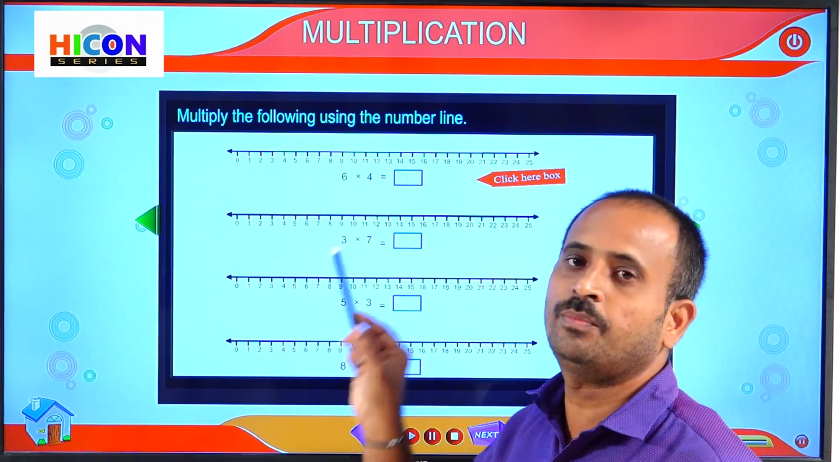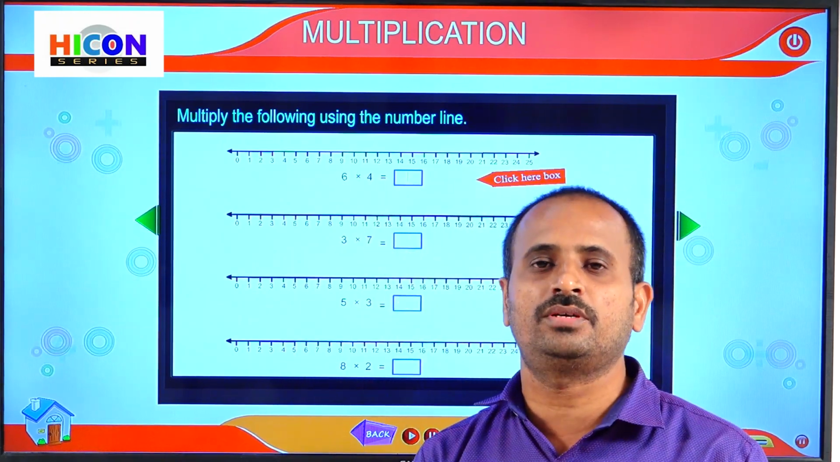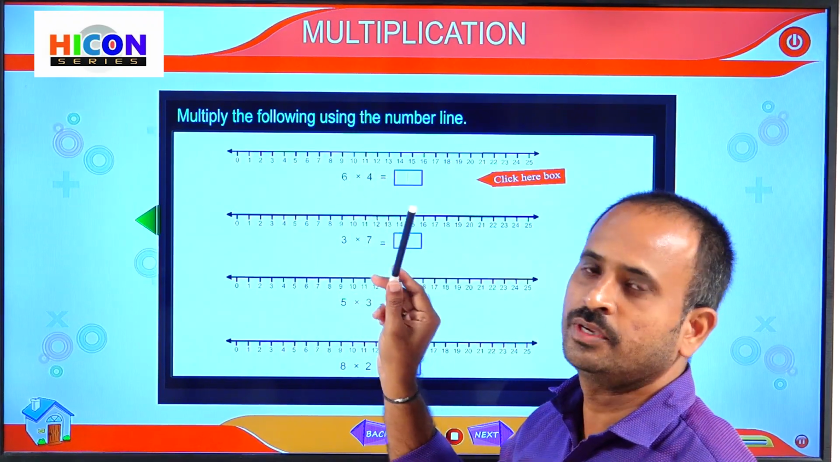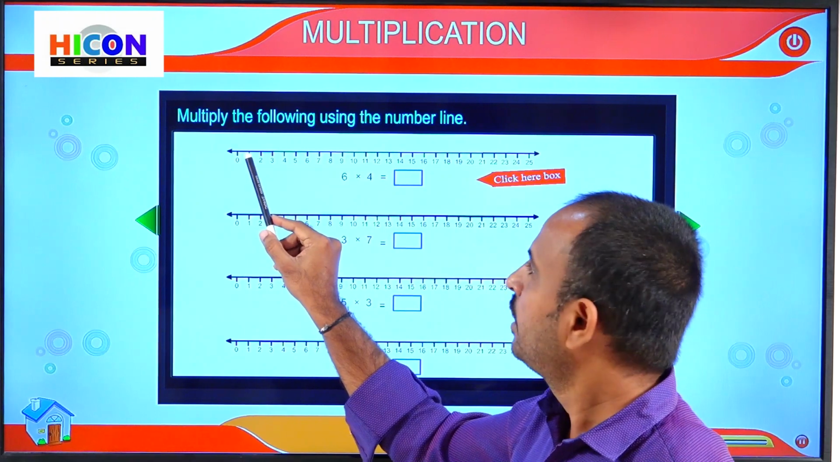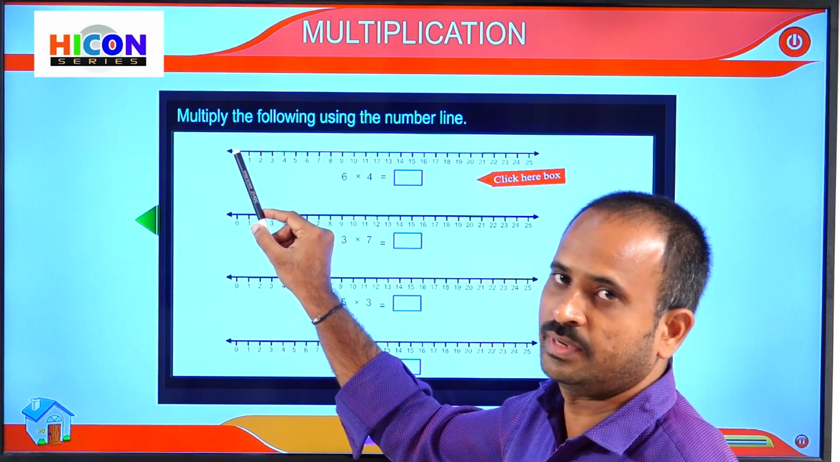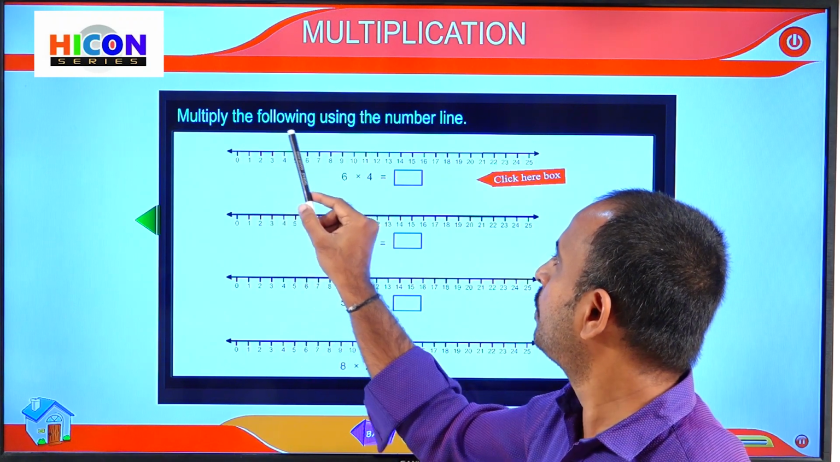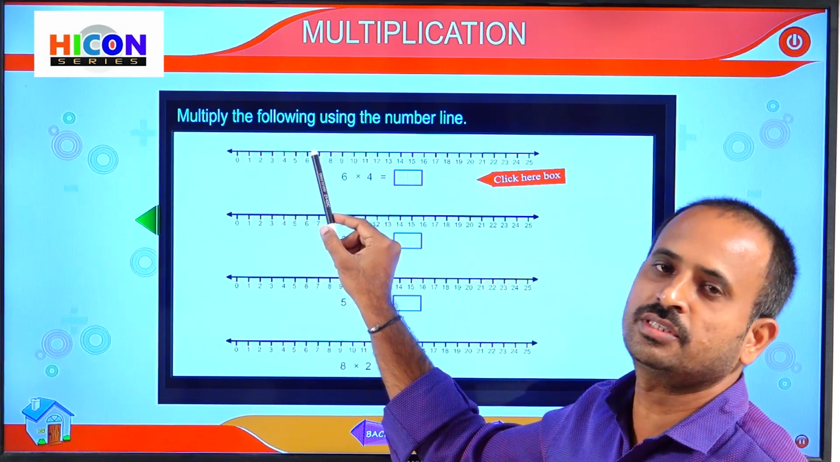And for each step, how many numbers do you have to cross? You have to cross 6 numbers for each step. So start from 0 and cross 6 numbers. That is 1, 2, 3, 4, 5, 6. So up to 6, that is the first step.